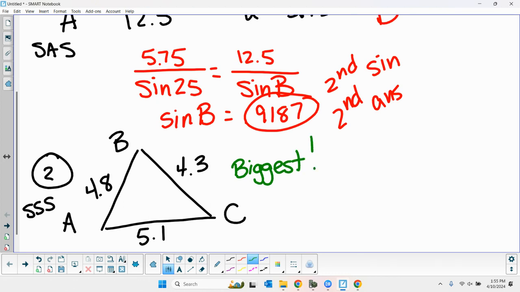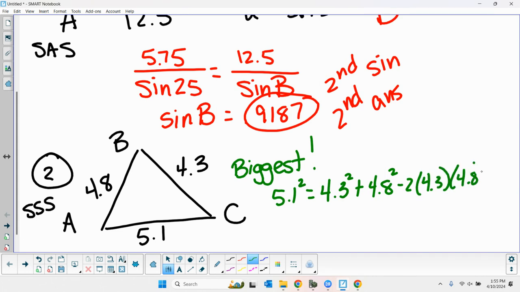So the biggest would be opposite the longest side, right? So angle B is the biggest. So I'm gonna go 5.1 squared equals 4.3 squared plus 4.8 squared, the two smaller ones, minus 2 times 4.3 times 4.8 times cosine, and that was angle B, that will be the biggest, so that's what goes here. So that's what we have to do is figure out what angle B is, all right?